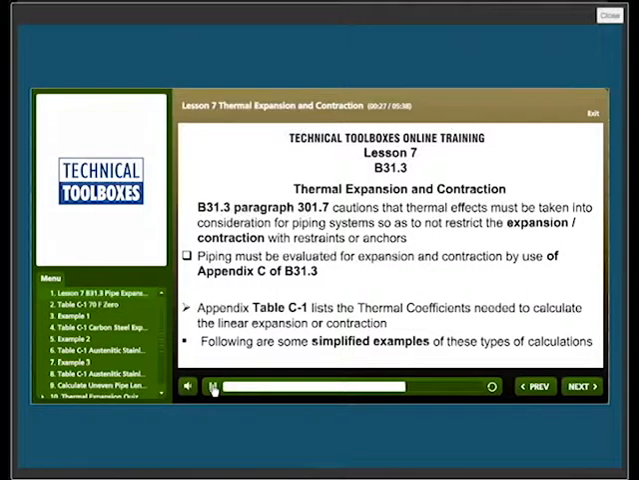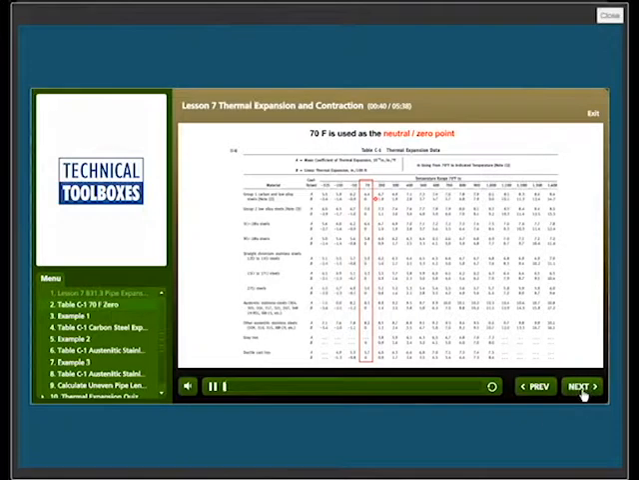Appendix Table C1 lists the thermal coefficients needed to calculate the linear expansion or contraction, and following are some simplified examples of these type calculations. Here's Table C1, thermal expansion data. In the header we see that the capital A means the coefficient of thermal expansion. Capital B equals linear thermal expansion in inches per 100 feet of piping.